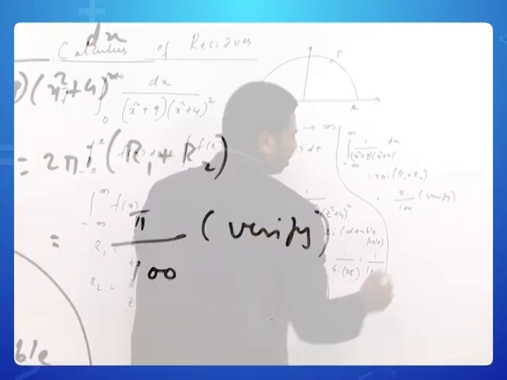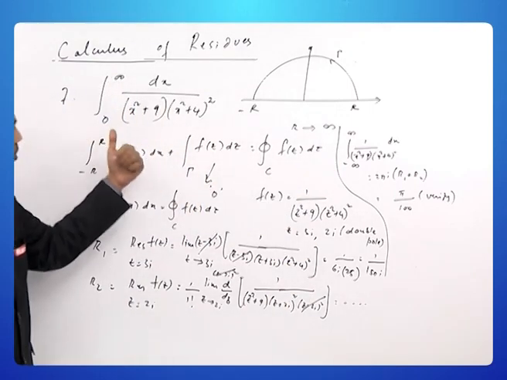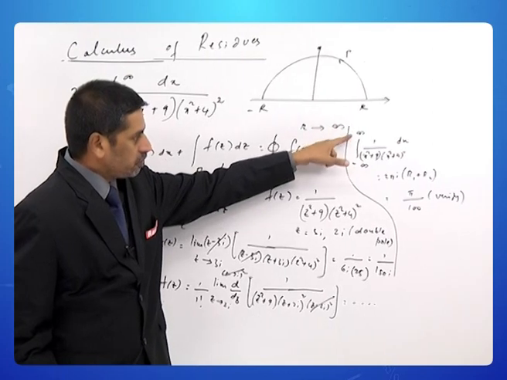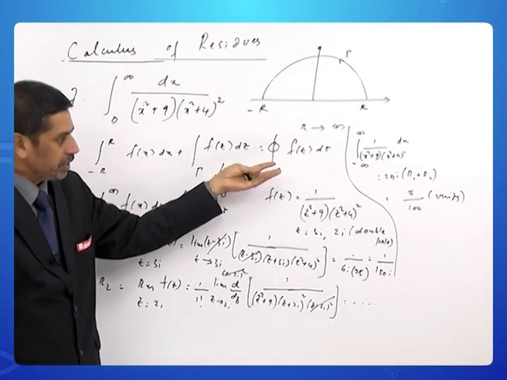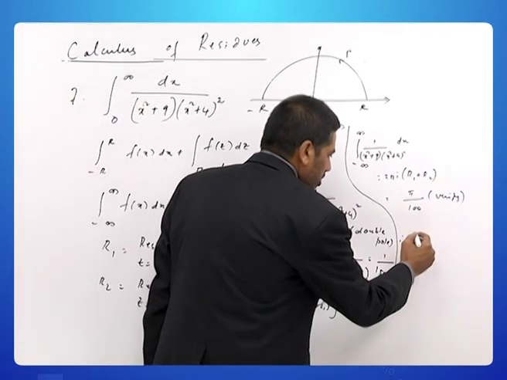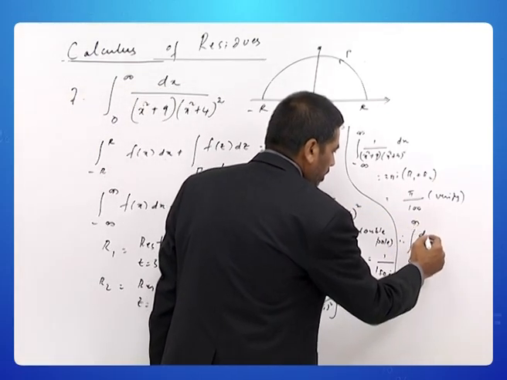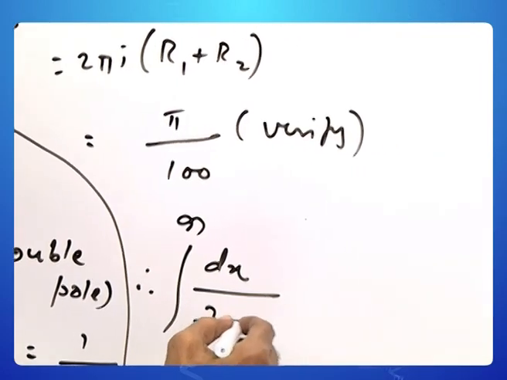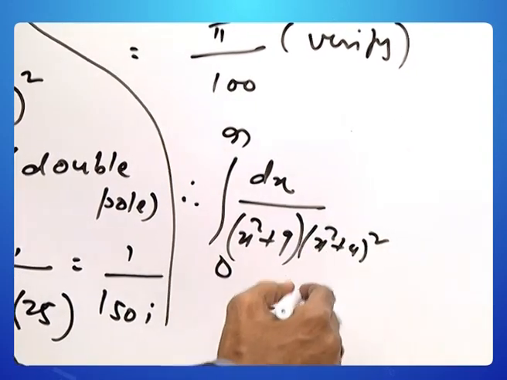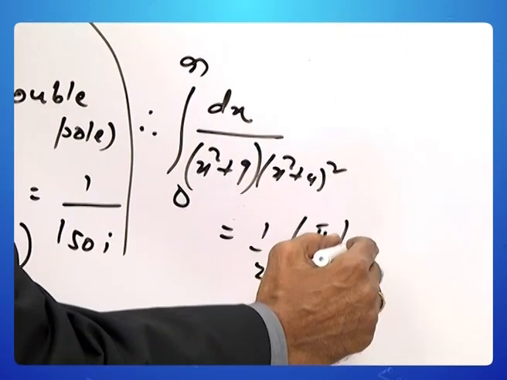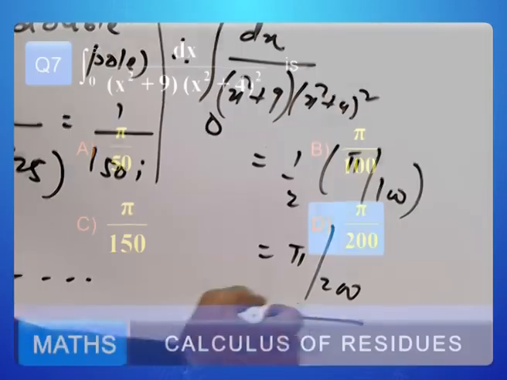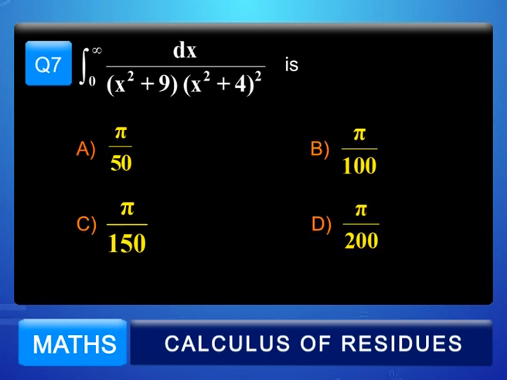But what is required is the 0 to infinity integral. Therefore, the minus infinity to infinity integral becomes 0 to infinity if this answer is divided by 2. So, we can say the integral 0 to infinity dx by (x square plus 9) into (x square plus 4) whole square is equal to half of pi by 100. So, this becomes pi by 200. So, we will find D is the correct option.